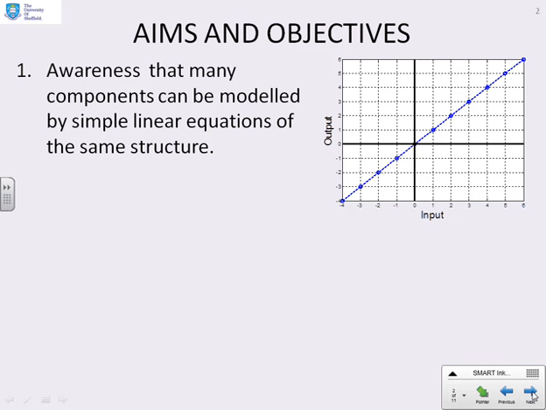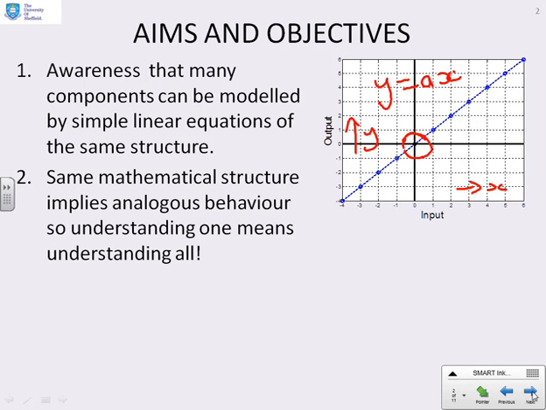First, we want to develop in students an awareness that many components can be modelled by simple linear equations of the same structure. So you'll see this graph here, and you'll notice it's a simple straight line graph, and the most important point is that the graph goes through the origin. So you can use an equation something like y equals ax, where that was the x-axis and that was the y-axis. And we're going to assume that many components can be modelled by an equation of this structure.